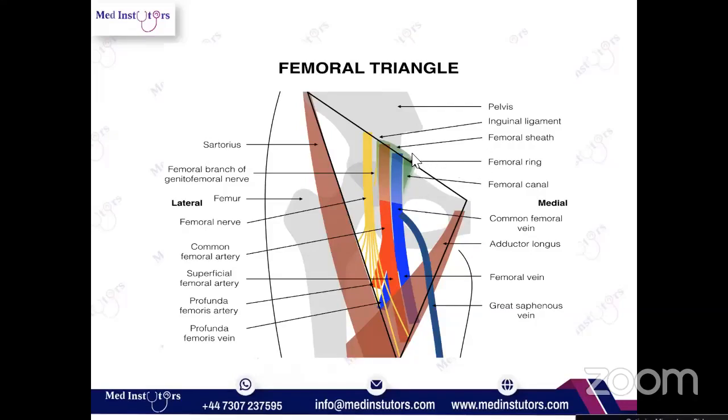And now here is the introduction of the femoral sheath. Now you can see that this green color is covering the femoral vessels. This is your femoral sheath. It mainly encloses the upper 3 to 4 centimeters of the femoral vessels. Here you can see that.